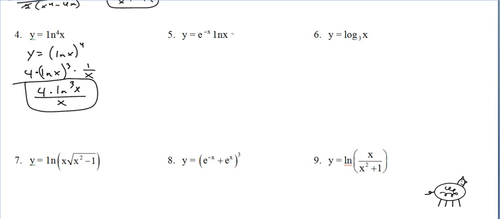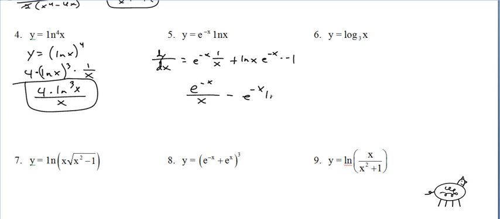Next one. We're going to have to use the product rule here, because we have 2 different functions. So dy dx. I haven't been writing dy dx, but you know what I'm doing here for all the problems. It's the first times the derivative of the second, which is 1 over x, plus the second, ln of x, times the derivative of the first, which is e to the negative x times negative 1. Don't forget the chain rule. So we get e to the negative x over x minus e to the negative x ln of x. In this case, it doesn't really matter what order you give it to me. It's all the same.